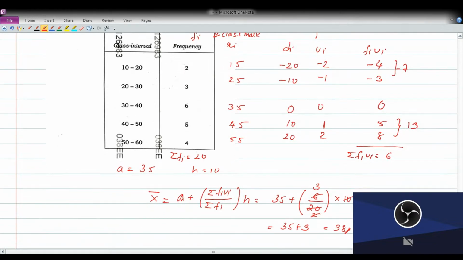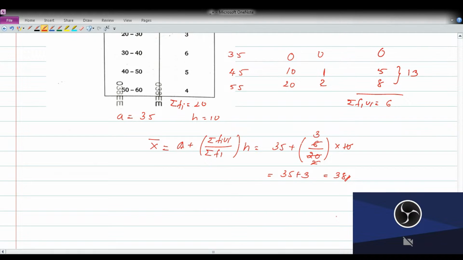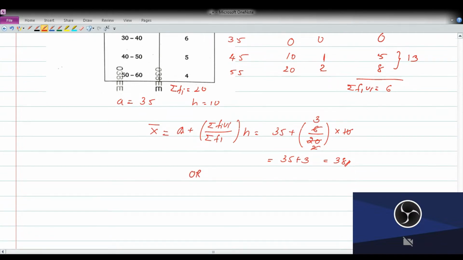If you feel the step deviation method is very difficult, you can go with the direct method also. Definitely you will get 38 in that method also. Now I am going to take another question from the same question, that is the internal choice question. In that they ask us to find the median for the given data. So let us take the next question. I need to find the median here. So I am going to copy the class interval.